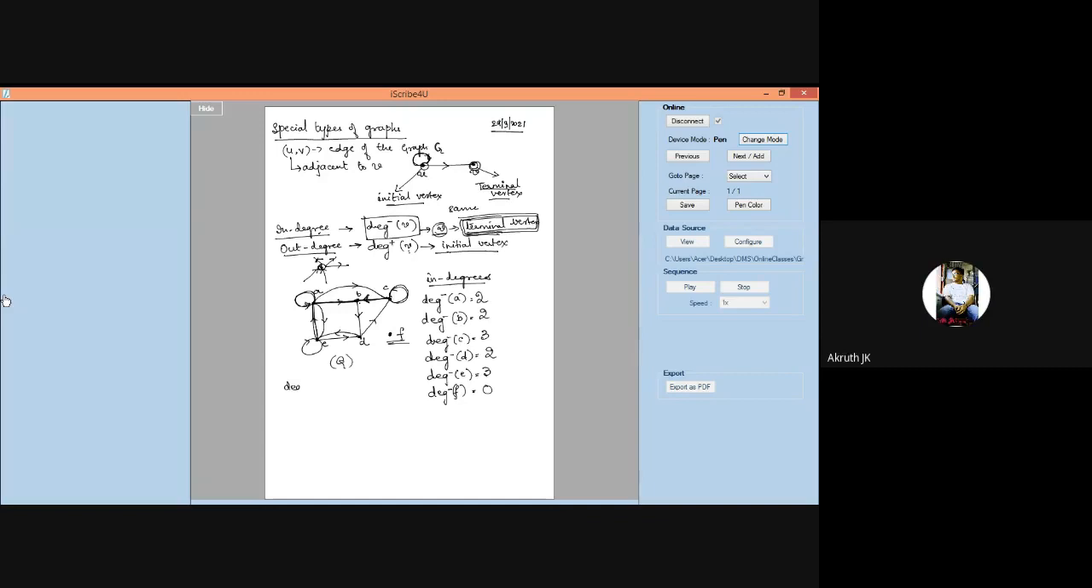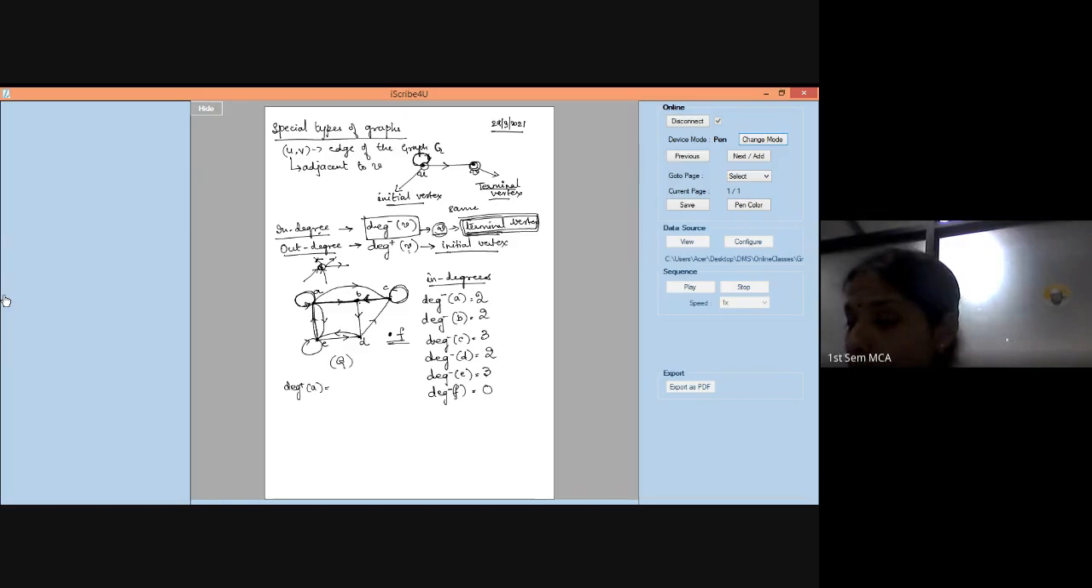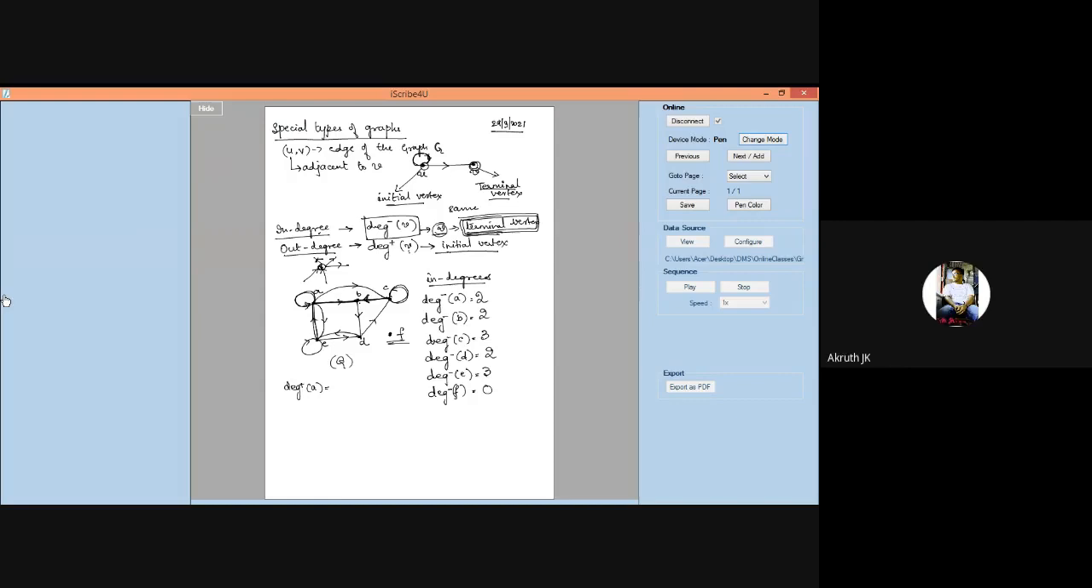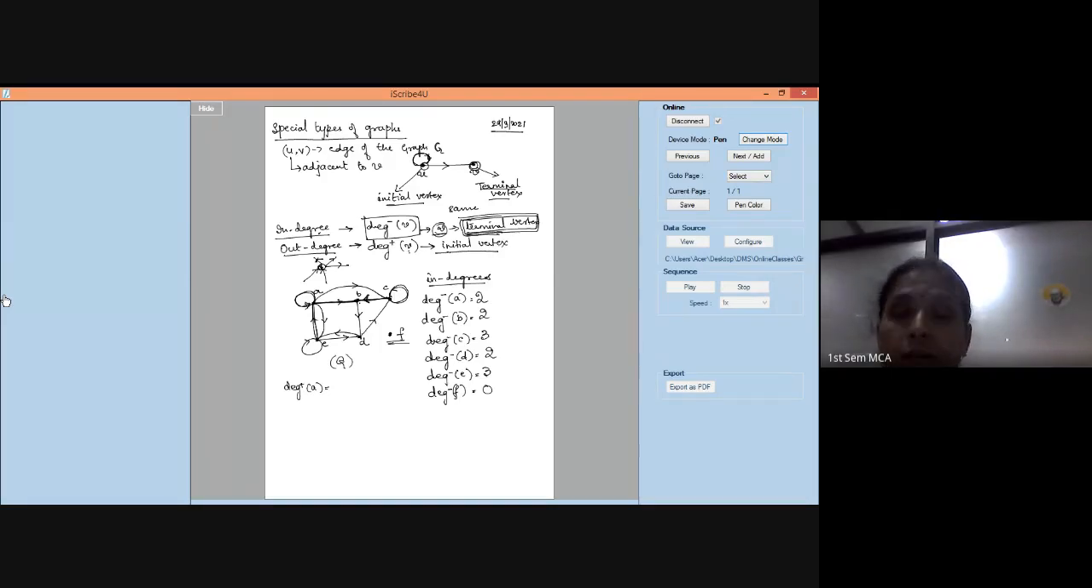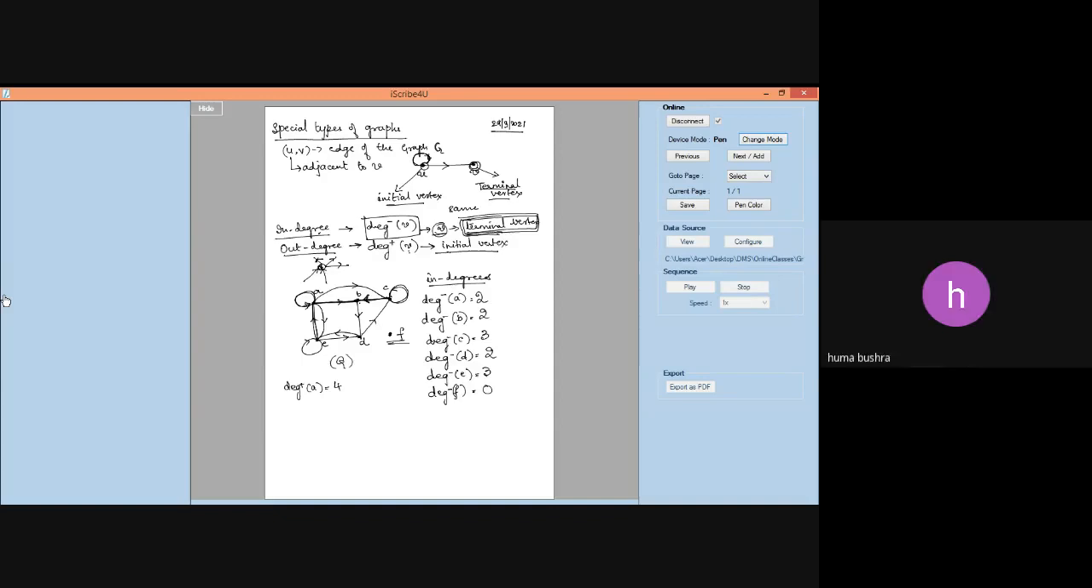Out degree of A. How many edges are starting from A? 4. A loop at a vertex contributes to both in degree as well as out degree, because it starts there and it ends there. Yes, the out degree of A is 4.